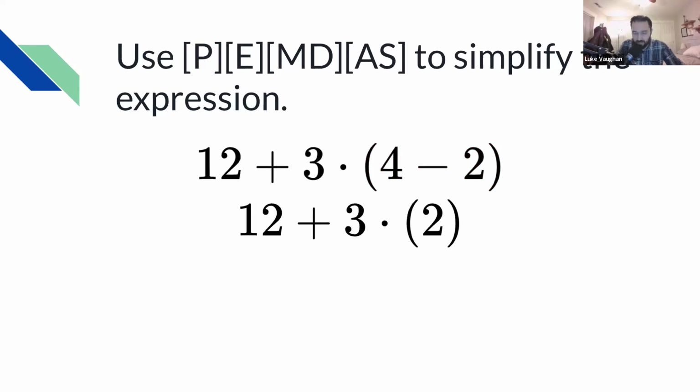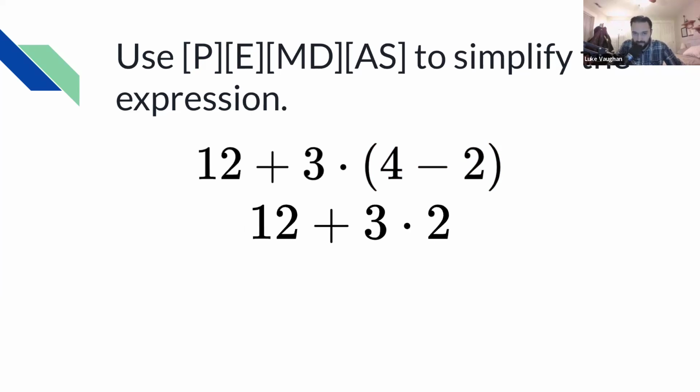And then at this point, the parentheses are no longer necessary, so we can just get rid of those. Now we have 12 plus 3 times 2. Again, look at PEMDAS from left to right. Do we have any parentheses? No. Do we have any exponents? No. Do we have either multiplication or division? Yes, we do. We have 3 times 2.